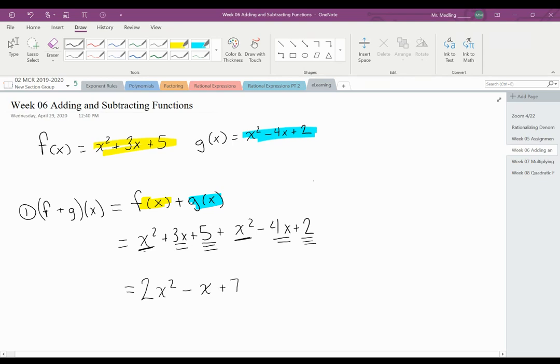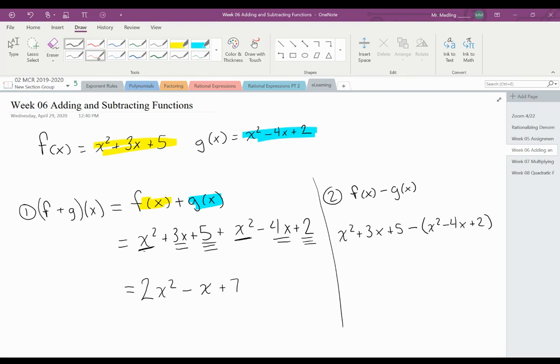Now, we can also subtract. So I could say, let's do f of x minus g of x. So I'm going to take the same approach. I'm going to start with f of x, x squared plus 3x plus 5. And then I'm going to subtract. And since we're subtracting, we need to be careful. We need to go ahead and use some parentheses. X squared minus 4x plus 2.